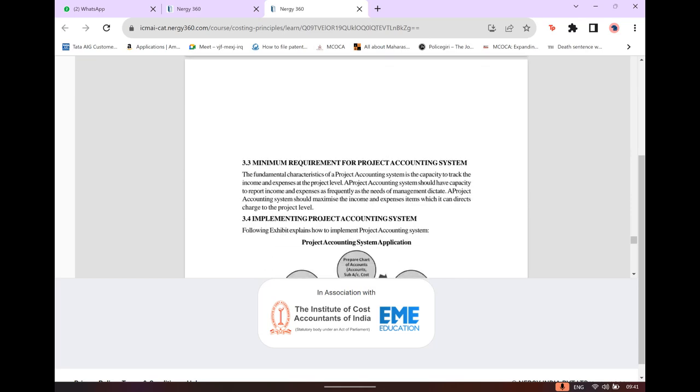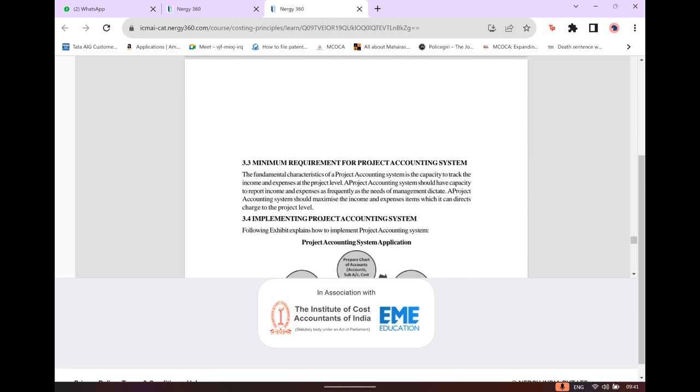So a minimum requirement, the fundamental characteristic, is that it should be able to track all the income and expenditure at the project level, should have the capacity to report it in an accurate manner, and it should be as frequently as the management decides. So it can be monthly, it can be daily, it can be quarterly, half yearly, yearly. So it can be anything.